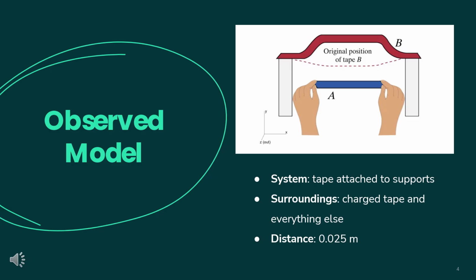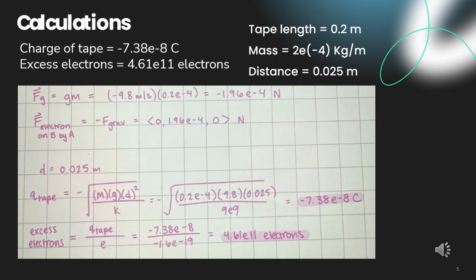So here is the observed model that we created, and I have an example diagram right there. And basically the system is the tape that is attached to those gray supports right there. And the surroundings is the charged tape, which is tape A, being held by the hands, and everything else in the world. And the distance between these tapes A and B is 0.025 meters.